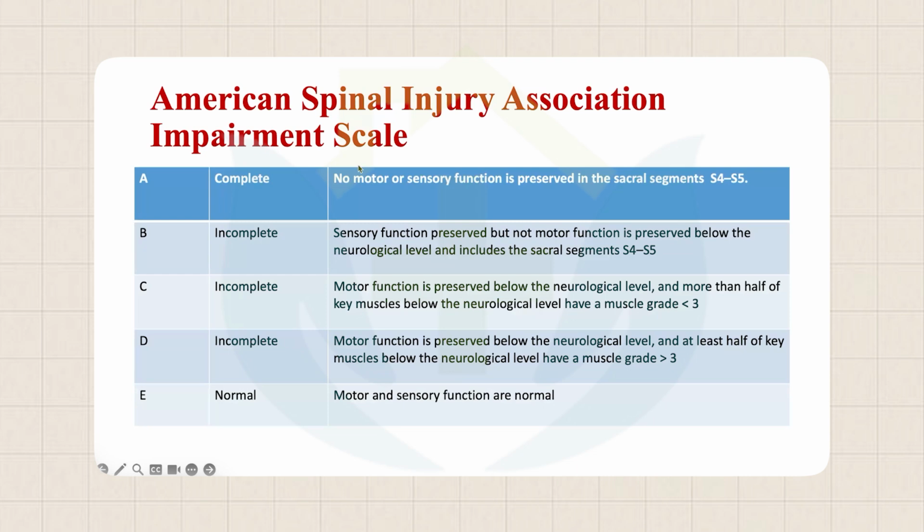ASIA stands for American Spinal Injury Association. This does not stand for Asia as a continent. This is one important thing. So ASIA is actually American. There are 5 grades. ASIA A is the worst one, where you have complete loss of spinal motor and sensory function, at least at the level of S4, S5. And grade E is what is called normal, where your motor and sensory functions are normal.